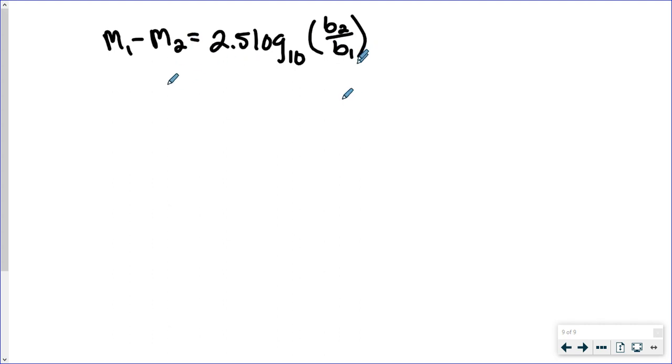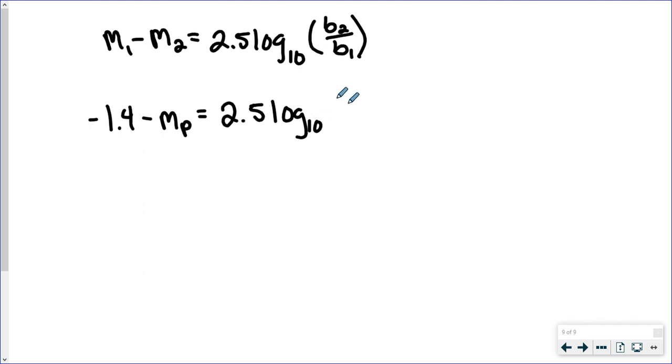Part A here. The star Polaris has an apparent brightness of 4.62 times 10 to the negative 9th watts per meter squared. Calculate the magnitude of Polaris. So we know that the magnitude of star Sirius is negative 1.4, and we're looking for the magnitude of Polaris, which we don't know, and that's equal to 2.5 times log base 10. Of course, if you remember from pre-cal, log base 10 is just the common log. You don't really have to put the base there.